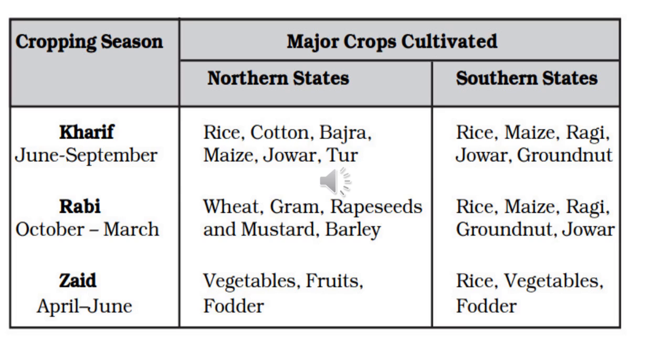Then finally the third season, Zaid season, April to June. Here the northern states cultivate vegetables, fruits and fodder. And in South India, they cultivate rice, vegetables and fodder. So there are 3 cropping seasons in India: Kharif season, Rabi season and Zaid season. Kharif season is from June to September, then Rabi season, October to March, Zaid season, April to June. And also the crops cultivated in North India and South India during these seasons.